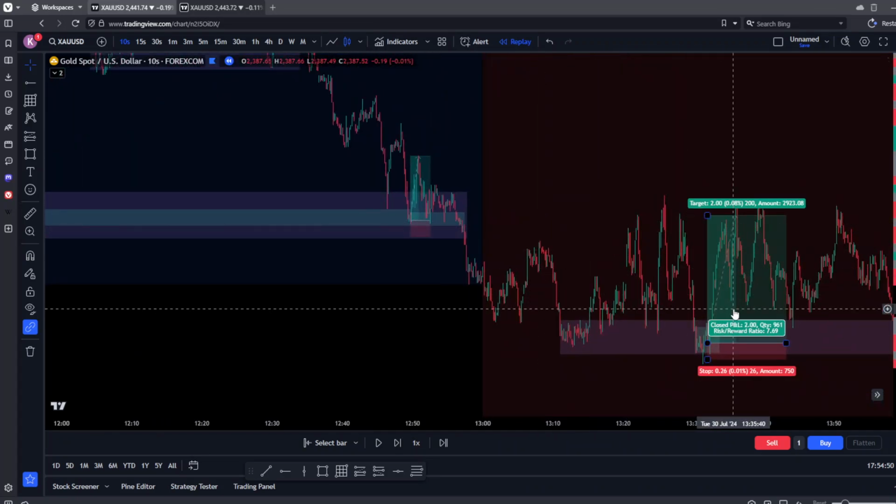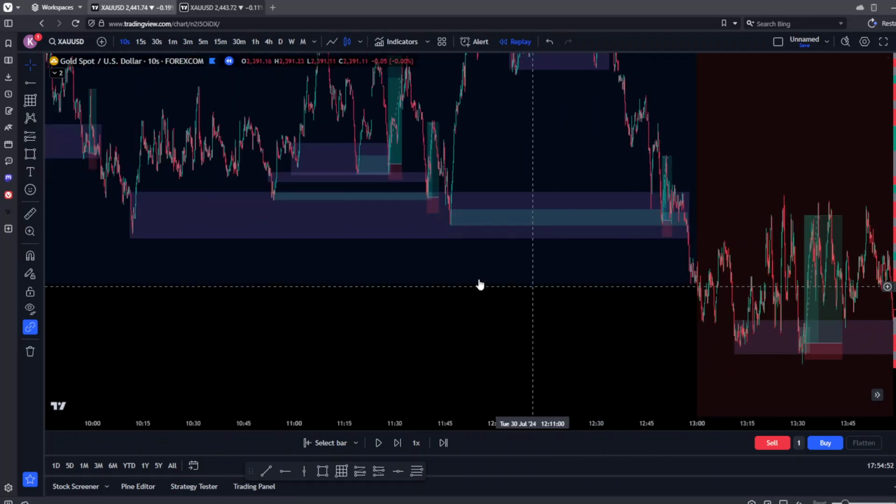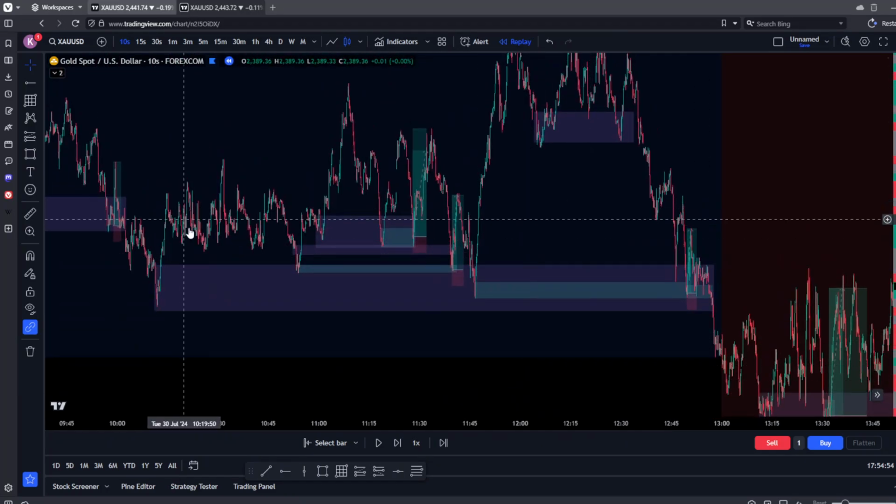So this will be a winning trade. So you had about all of these trades, guys.